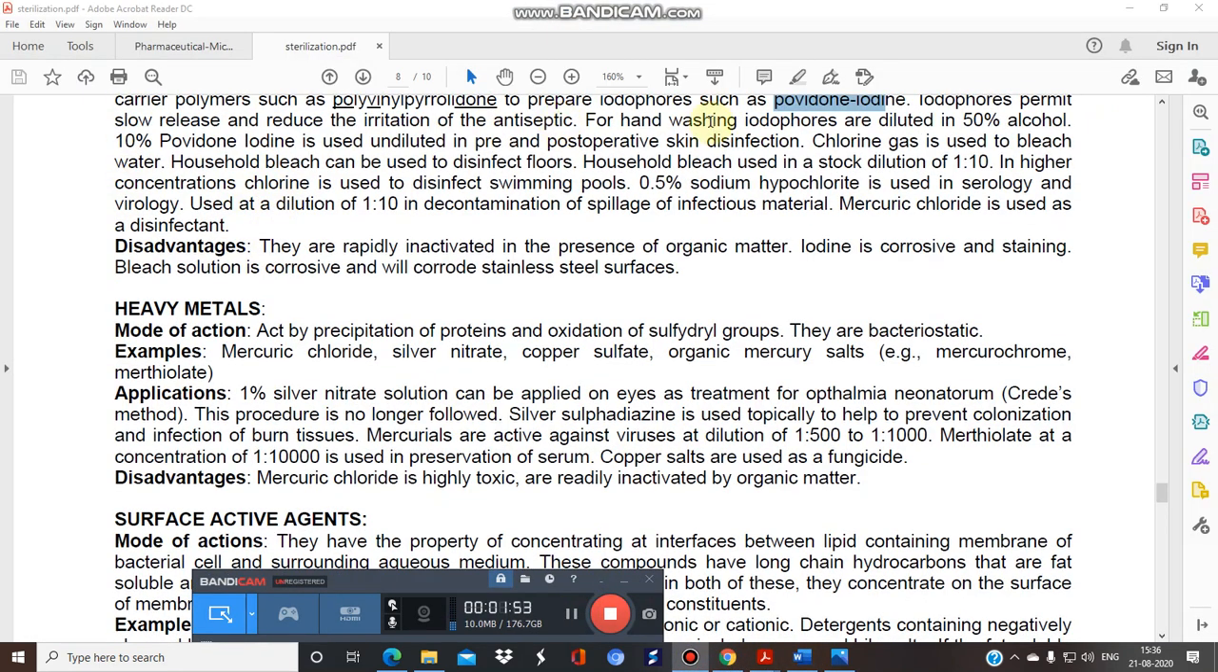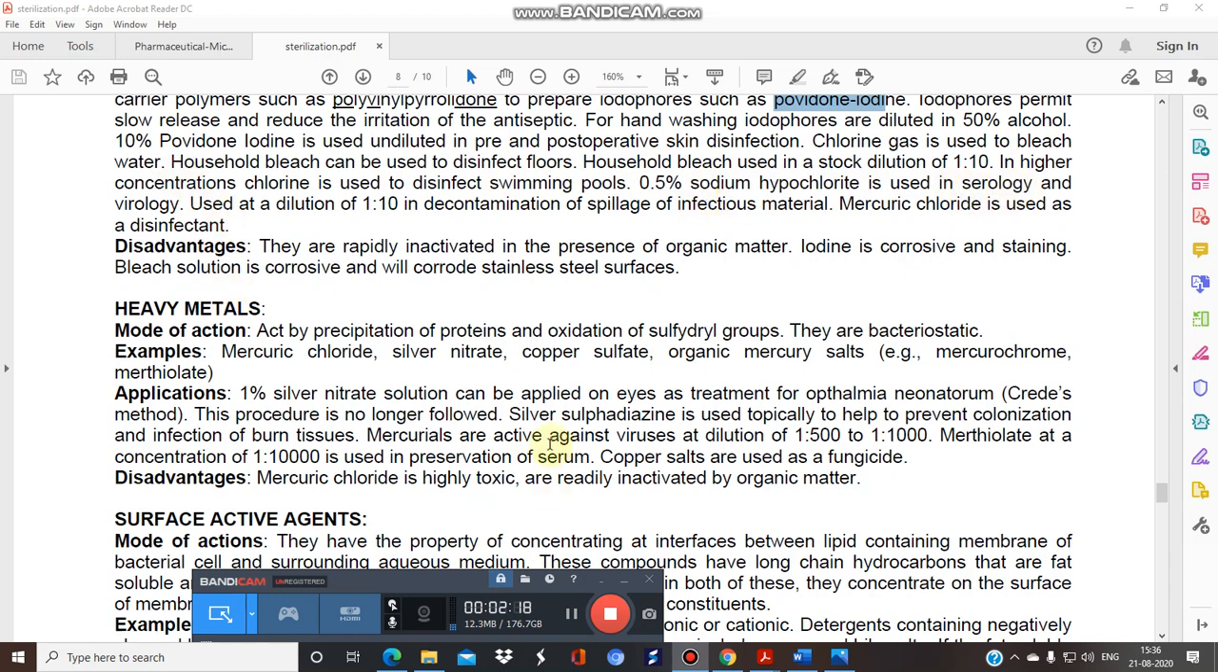So along with this, chlorine gas is also used to bleach water. For disinfection of water, we use chlorine gas or sodium hypochlorite solution. Hypochlorite solution is also used. Next, 0.5% sodium hypochlorite is widely used in serology and virology also.